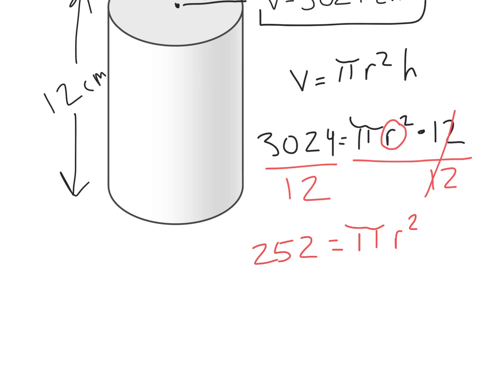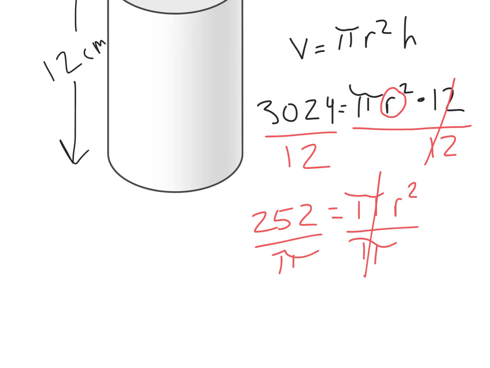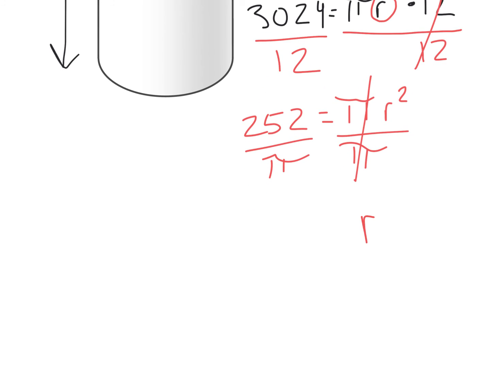Well, we know the value of pi, so to get r by itself, we'll have to divide both sides by pi to cancel pi out. So now I have the radius squared is equal to whatever 252 divided by pi is. And I'm going to put that into my calculator using the pi key, or if you don't have a pi key, you can do divided by 3.14, and I get roughly 80.2.